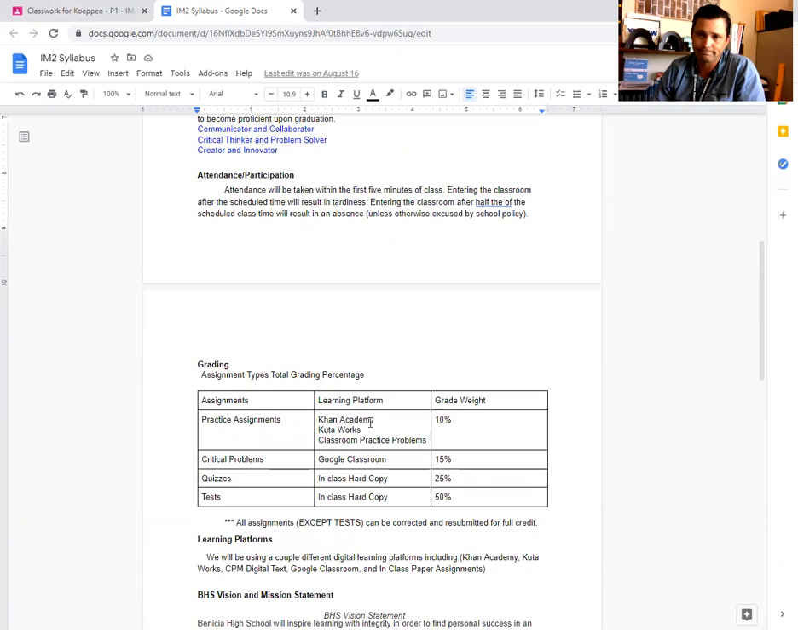How I grade, there are four different categories: practice assignments, critical problems, quizzes, and tests. The weights are in there: 10%, 15%, 25%, and 50% for tests. All assignments can be retried and reworked. Students have unlimited do-overs on every assignment except for exams.